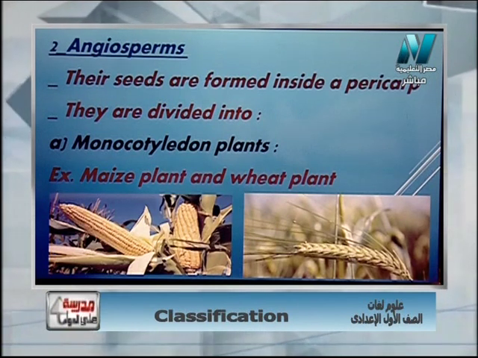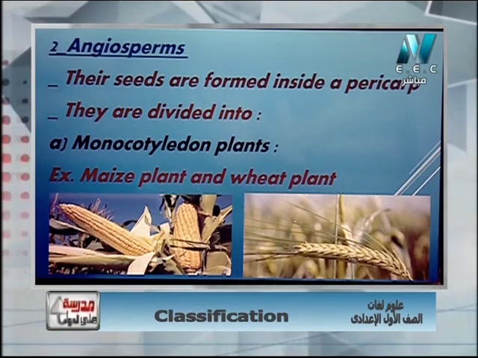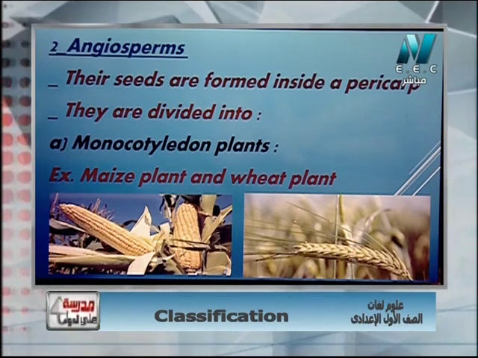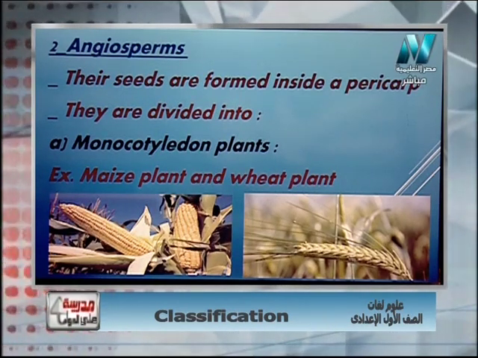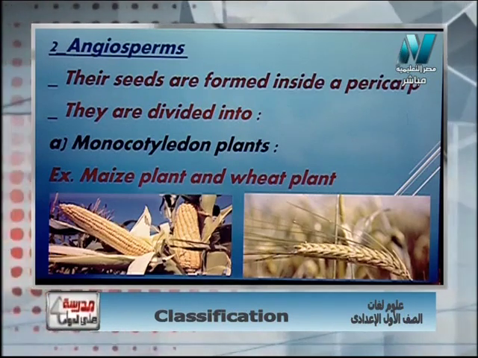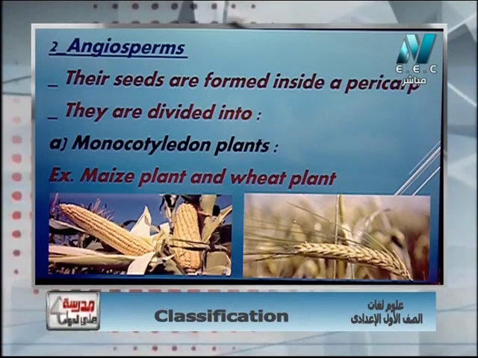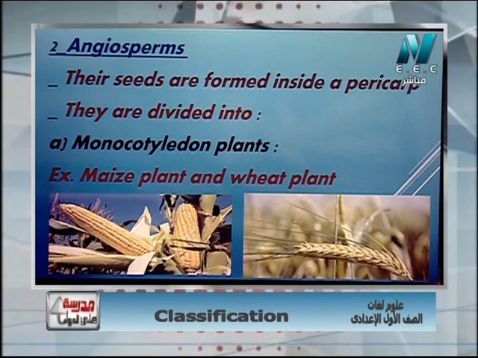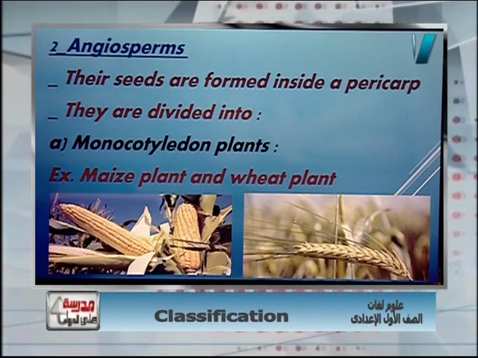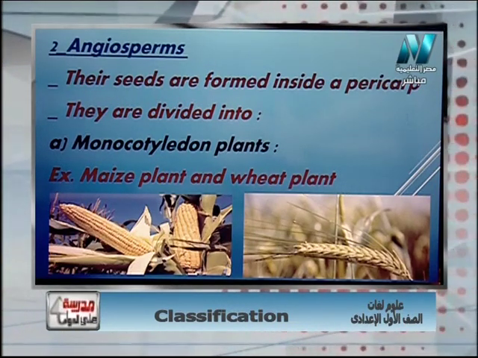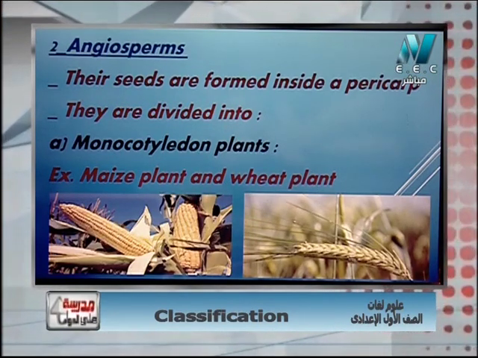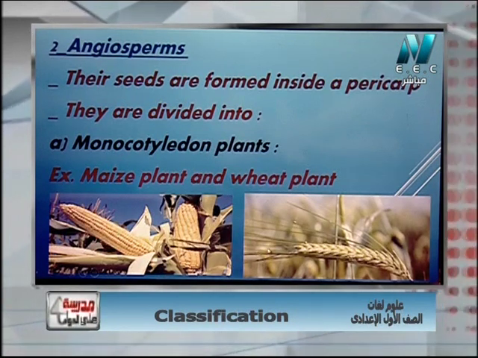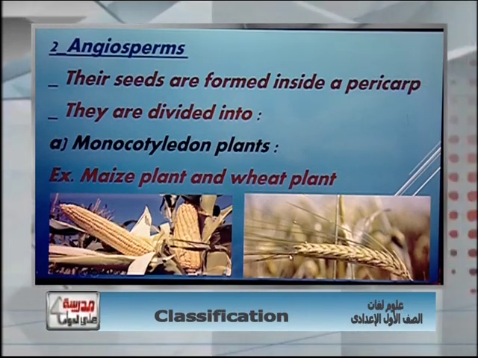Number 2, angiosperms. Their seeds are formed inside a pericarp. They are divided into, number 1, monocotyledon. Monocotyledon plants. They are the plants which their seeds consist of just one cotyledon, as maize and wheat plant, just one part.